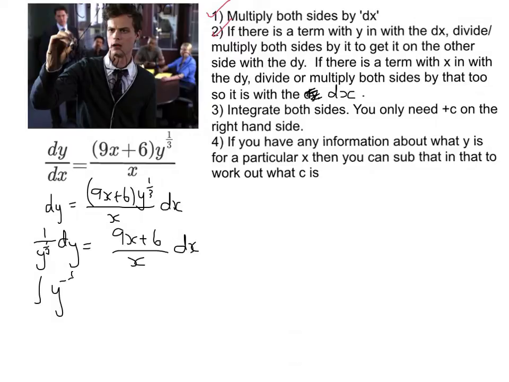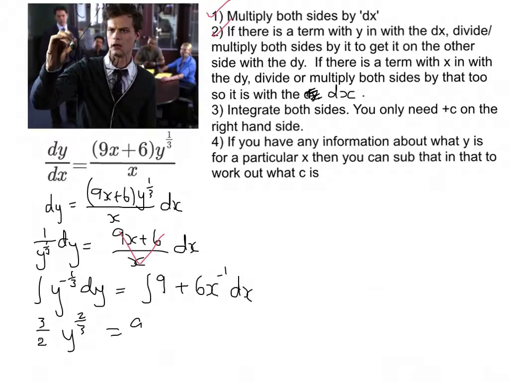So it's y to minus a third dy is the integral of, I might just tidy this up a bit using the v, 9x over x is 9 plus 6 x to the minus 1 dx, so that gives us y to the 2/3 with an upside down 2/3 there, equals 9x plus 6 ln x plus c. Now, final job will be to use any information we've got for y and x to find out what c is, but in this question I haven't given you any information, so your answer would be left like that.